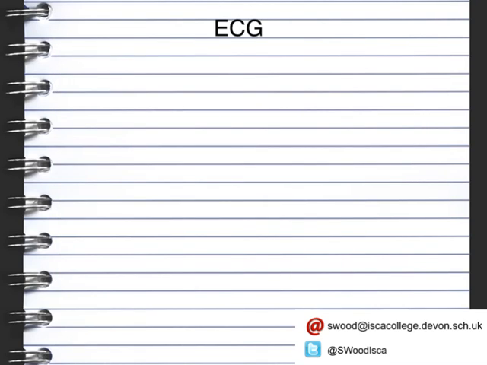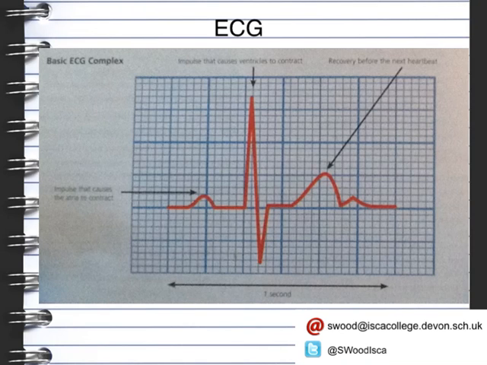Now, if we were to look at an ECG, it will give us a graph that looks something like this. An ECG is the electrocardiogram, and you can see here that you've got the impulse that causes the atria to contract. This then causes the ventricle to contract, and then you've got recovery time before the next heartbeat. So you've got atria contracting, ventricle contracting, and then a rest period.